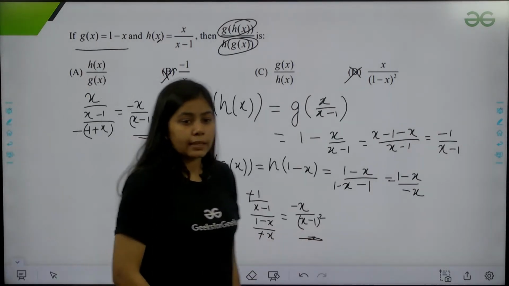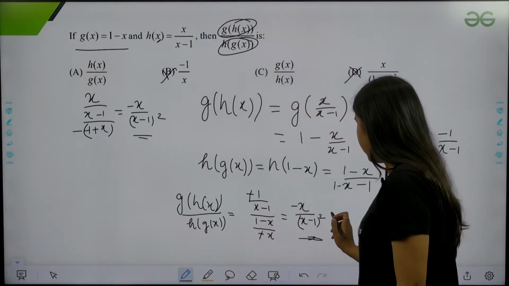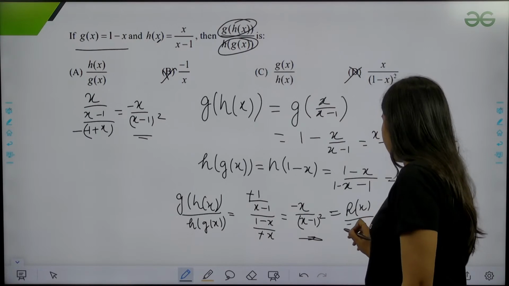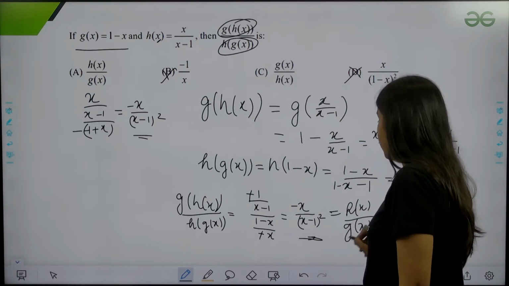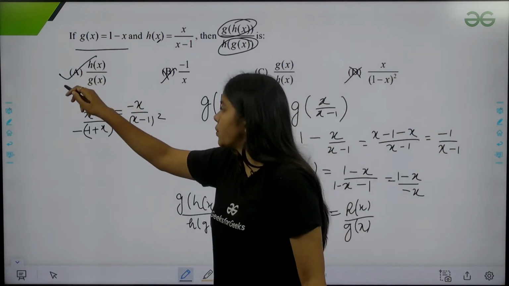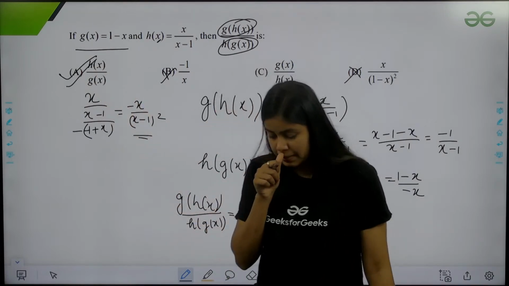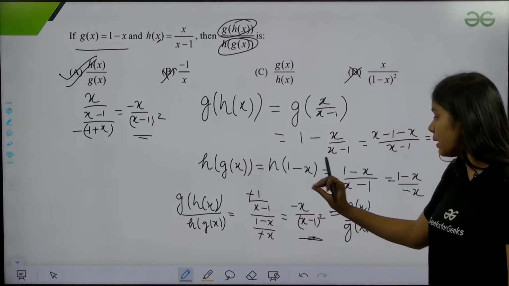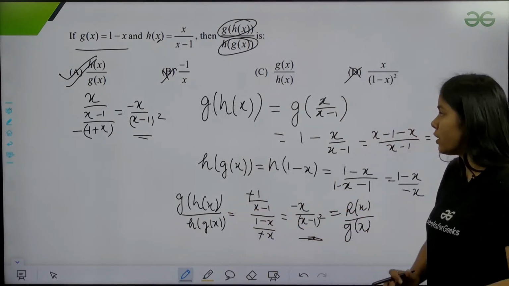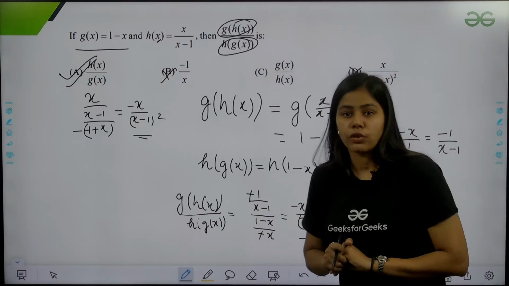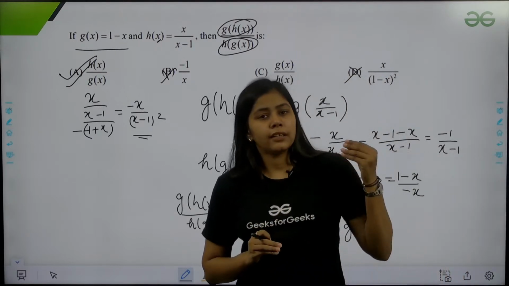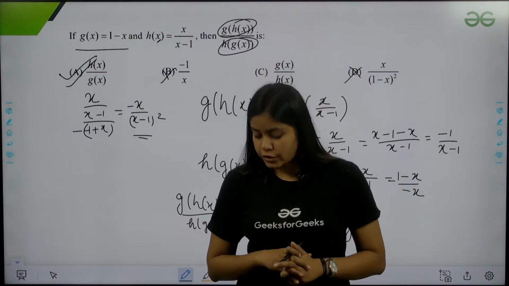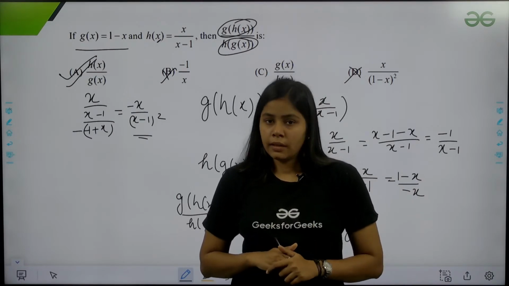So here I can say that it is what? Hx upon gx, right? So this is my option A. So here option A is my correct option, right? So that's why from here I'll get that g of hx upon h of gx is equals to h of x upon g of x. So this means that in 2015 there is a question of composition of function in GATE exam.